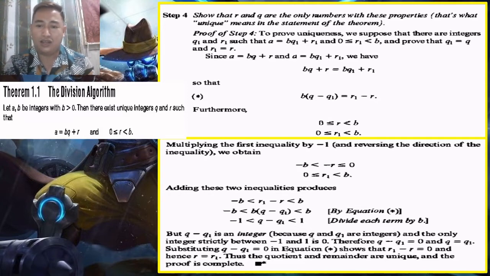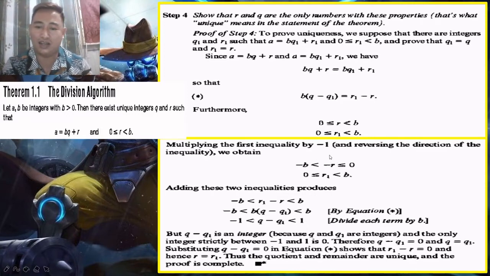Okay, if we multiply by a negative, the inequality sign flips. So it becomes negative B less than negative R less than or equal to 0. Now it is no longer B, then R. So you obtain this one: 0 less than or equal to R1, less than B.